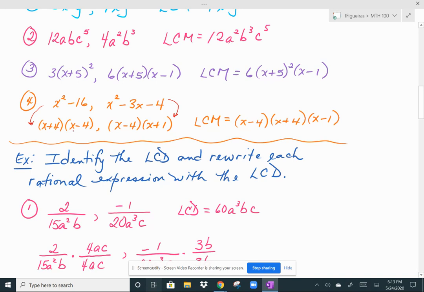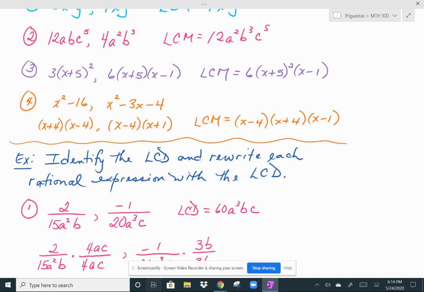So they definitely have an x minus 4 in common, so that goes first. And then they do not have an x plus 4 in common, and they do not have an x plus 1 in common. So those also get attached here to this product for the LCM. So your LCM is rather long, but it is x minus 4 times x plus 4 times x minus 1. Okay, so those skills will help us when we're talking about LCDs.